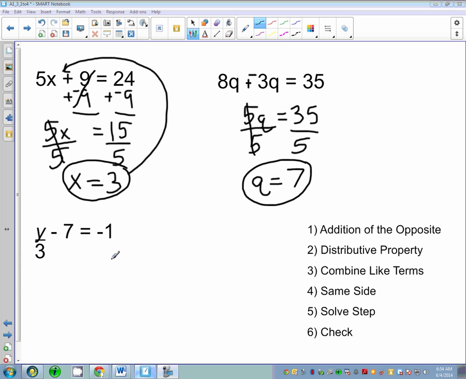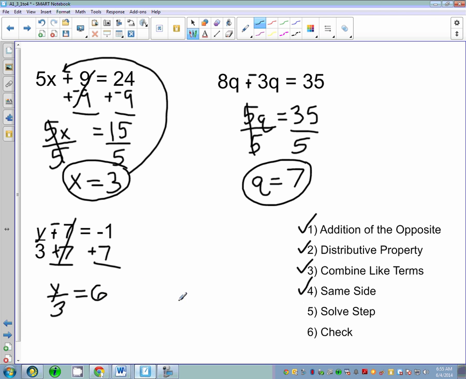In this final example, we start with addition of the opposites, making this plus negative 7. We don't have distributive property. We can't combine like terms. I do have the same side step. I want to get rid of this negative 7. So to do that, I add a positive 7 to both sides. Adding a positive 7 over here leaves me with y divided by 3. And on the right side, negative 1 plus positive 7 is 6.